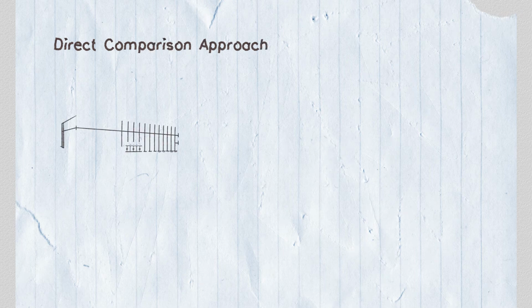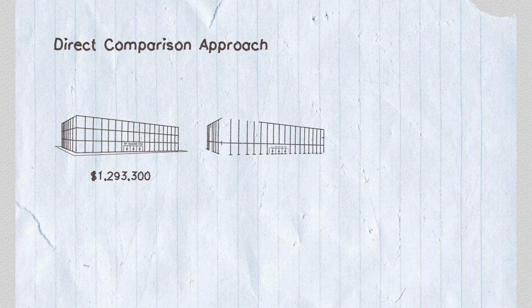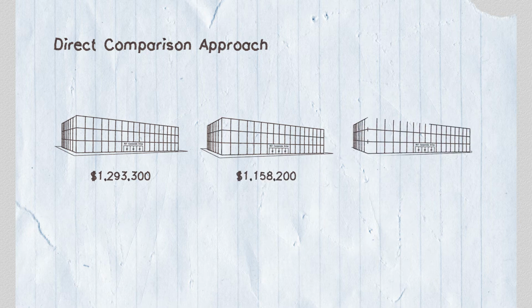The direct comparison approach looks at recent sales of comparable properties in the market. For example, when we assess the value of a commercial property, we would look at all of the data that is available to us, the sales of comparable properties in your area, as well as the key features that affect market value. The income approach looks at a property's revenue earning power.